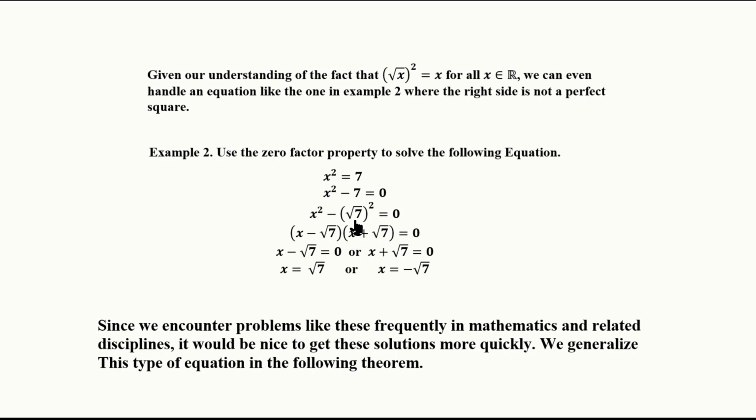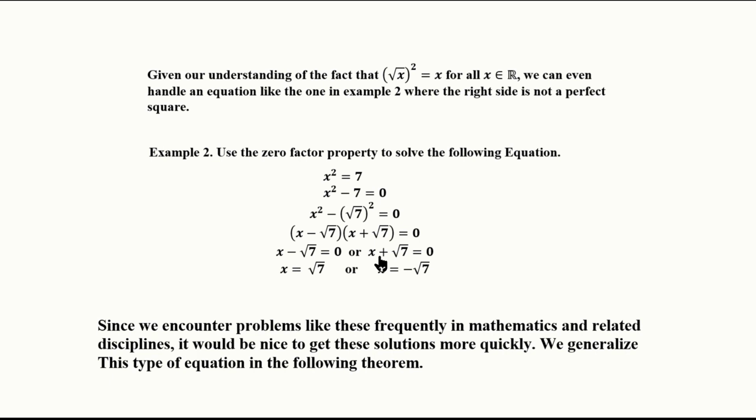So now we notice again we have a difference of squares, so we can use the difference of squares factoring formula. With f being played by x and the square root of 7 being played instead of l, we end up with x minus square root of 7 times x plus square root of 7 equals 0.